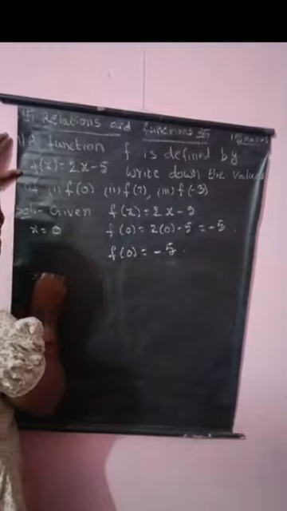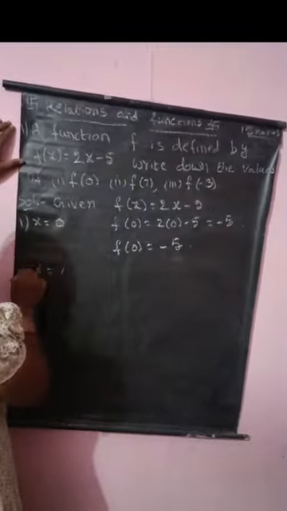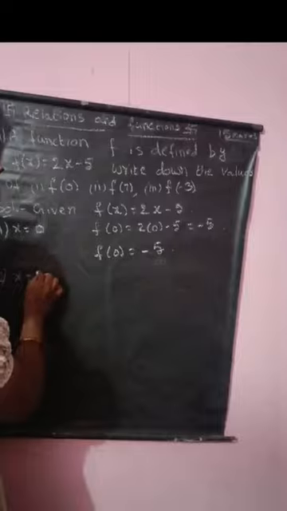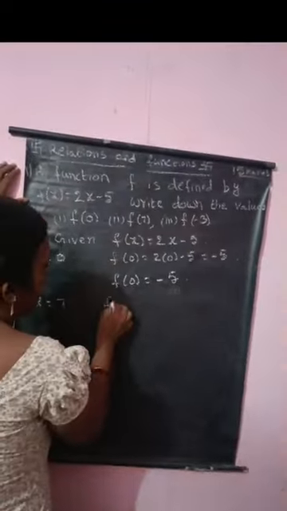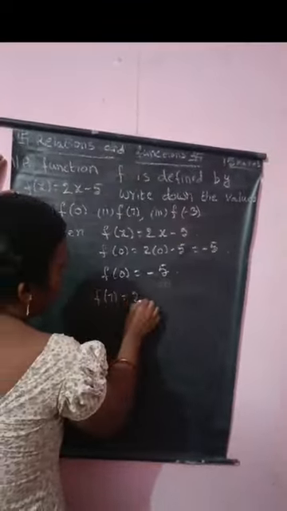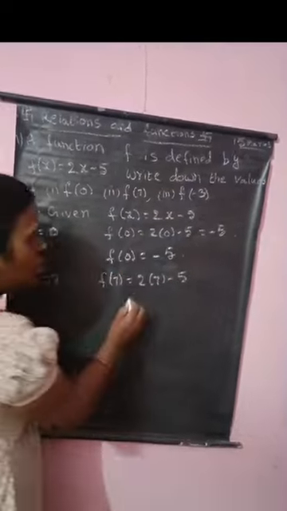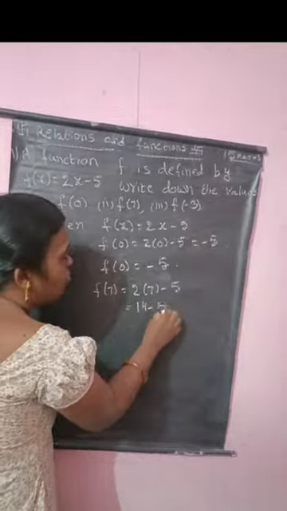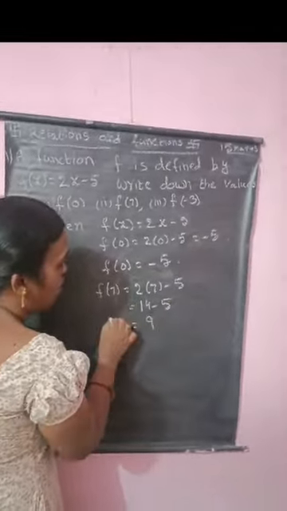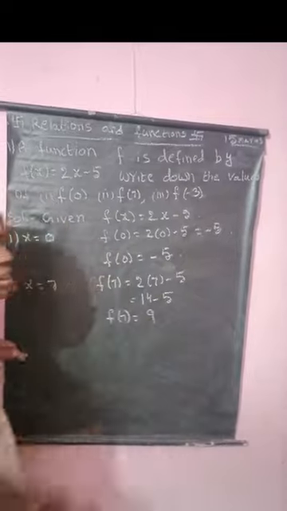Next we have to replace, this is the first condition. Second condition, we have to replace x by 7. Then f of 7 equal to 2 into 7 minus 5. 7 2s are 14 minus 5. 14 minus 5 is nothing but 9. This is f of 7.